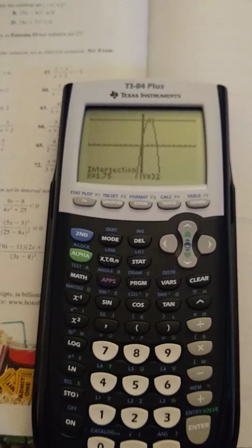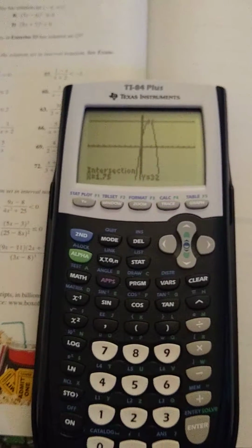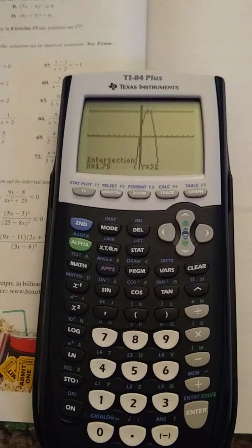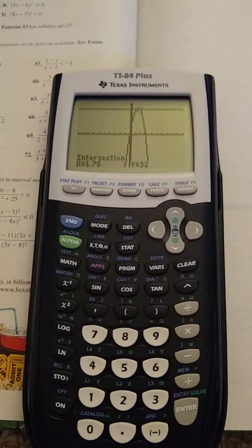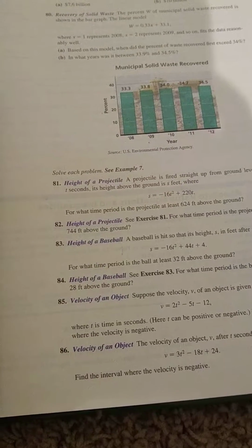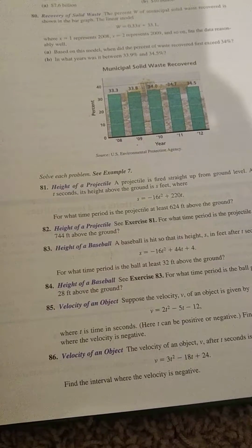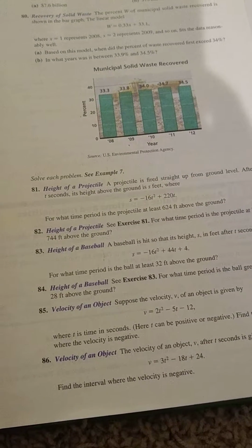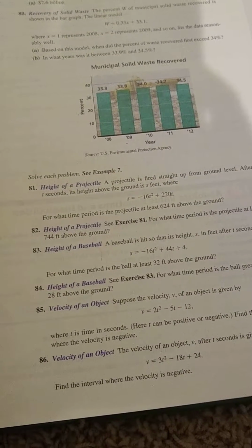of 1 second to 1.75 seconds inclusive is the time period when the ball will be at least 32 feet in the air. This problem is inclusive because the question is worded for what time period will the ball be at least 32 feet above the ground. So this is a greater than or equal to inequality.